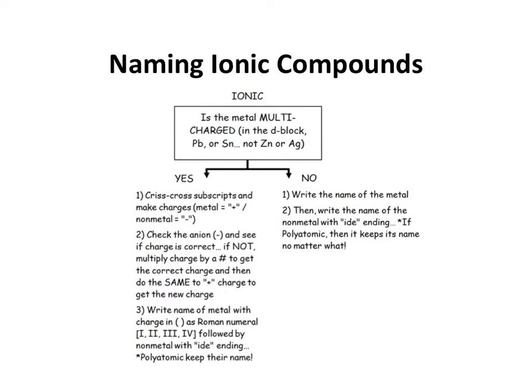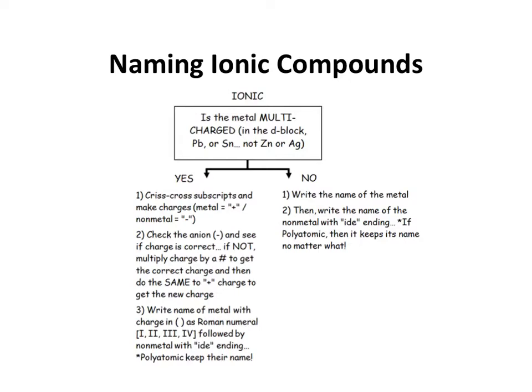They're not multi-charged. So if you have a polyatomic ion, they always keep their name and you don't worry about changing anything with them. Remember, in order to be multi-charged, you have to be in the middle. You have to either be lead or tin. If you meet that criteria, the answer is yes. Also remember, zinc and silver automatically give you a no answer.